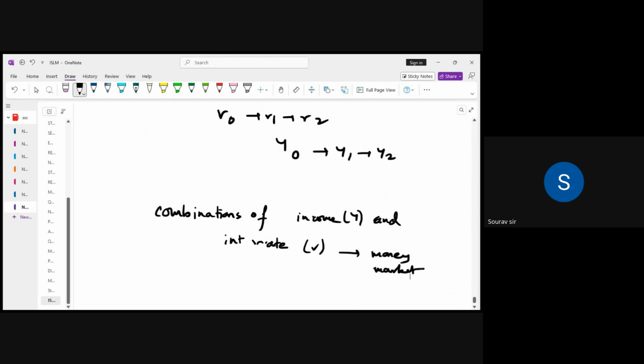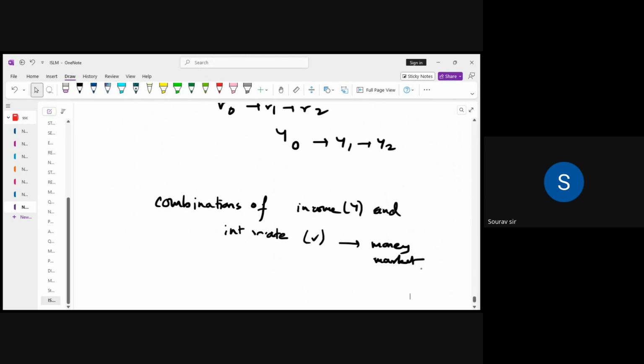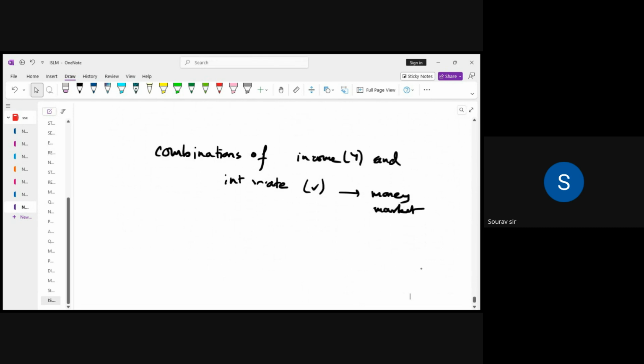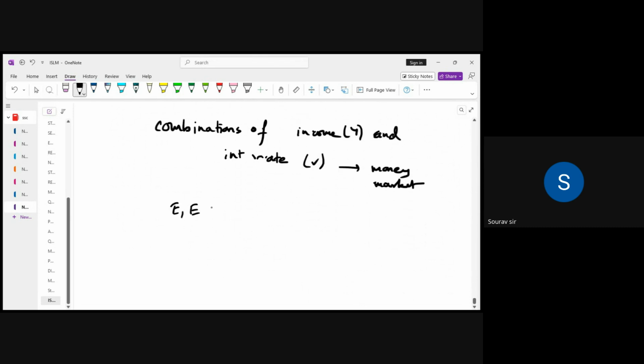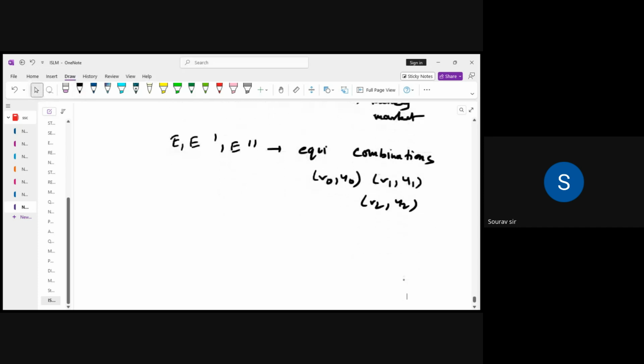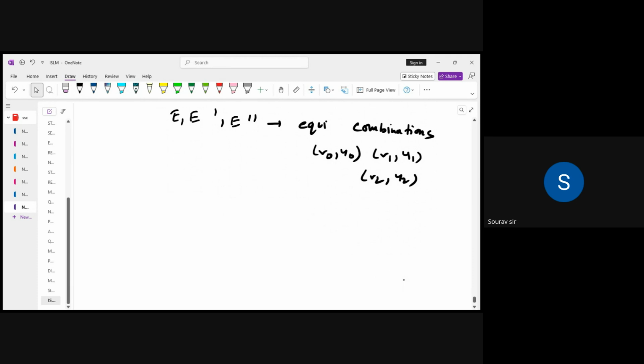Okay. So here, these points, the point E bar, show equilibrium combinations for R0, Y0, for R1, Y1, and for R2, Y2. Higher interest rates are required for money market equilibrium. That's why the LM curve is upward sloping from left to right, as you can see.